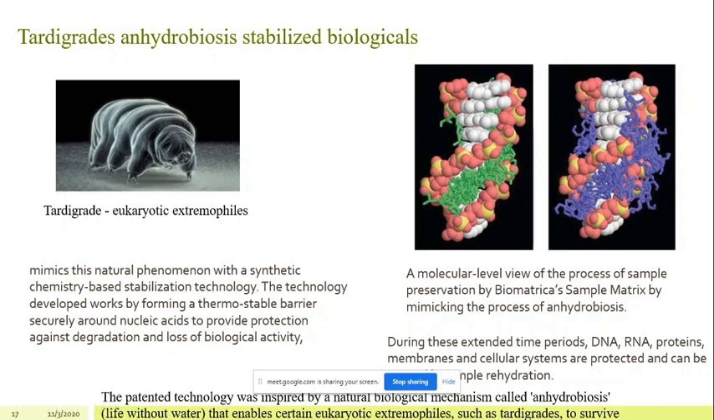DNA, RNA, proteins, membranes, and cellular systems, and it can be simply revived by simple rehydration. Thus, it forms a thermostable barrier securing nucleic acid to provide protection against degradation. Hence, it saves around $20 million annually in refrigeration of biological samples.